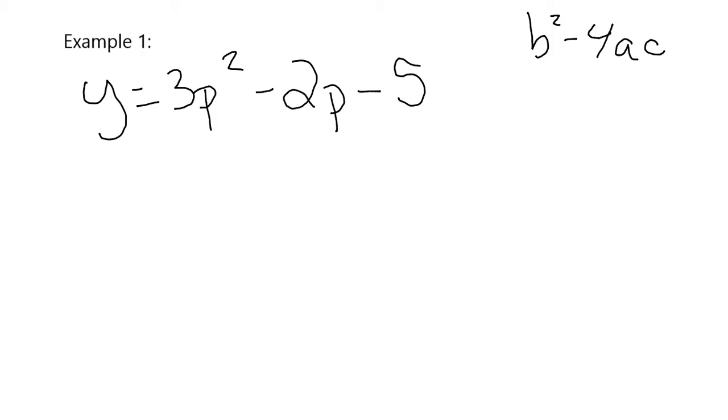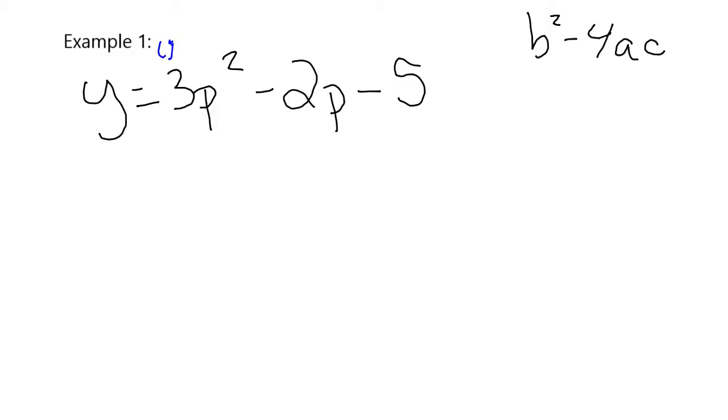When finding the discriminant, you need to make sure that the quadratic equation is in standard form. What that means is the square term first, then the linear term, then the constant. Just like we have here in example 1 of y equals 3p squared minus 2p minus 5. Instead of using the whole formula right now, all we are going to look at is the discriminant of b squared minus 4ac. So I'm going to go ahead and label each coefficient.